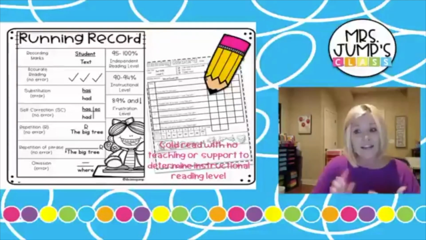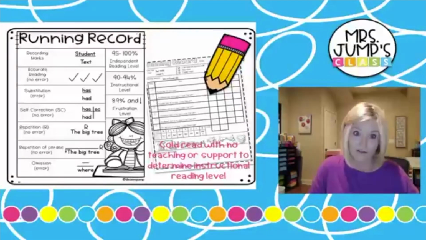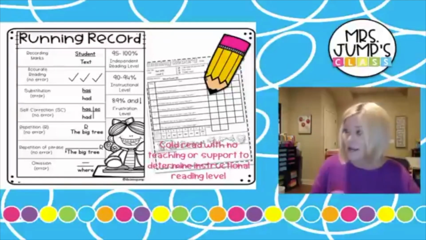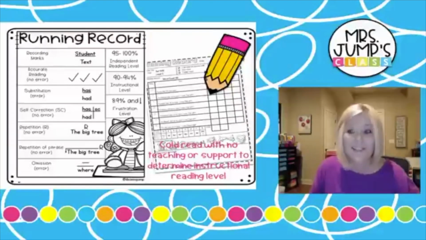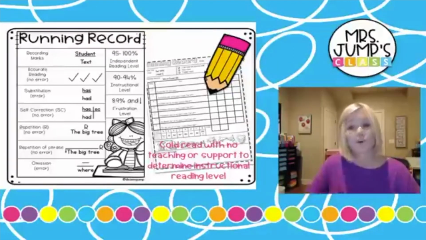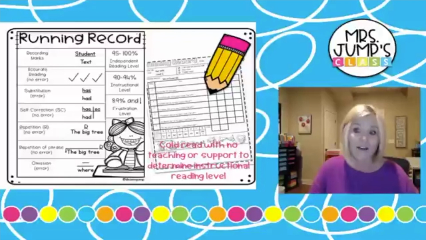If they got a 90 to 94%, that is their instructional level. So you'll know that, oh, okay, he got a 92% on level C, so that's the group I need to put him in. He is a level C reader for instruction.